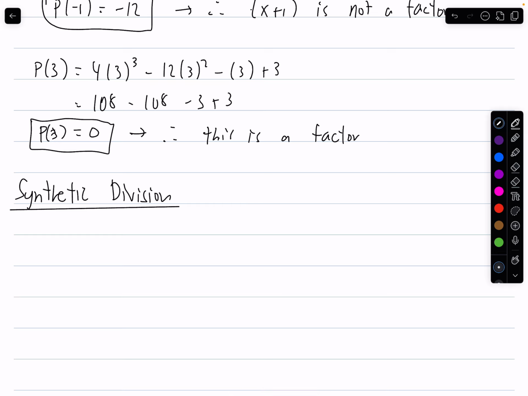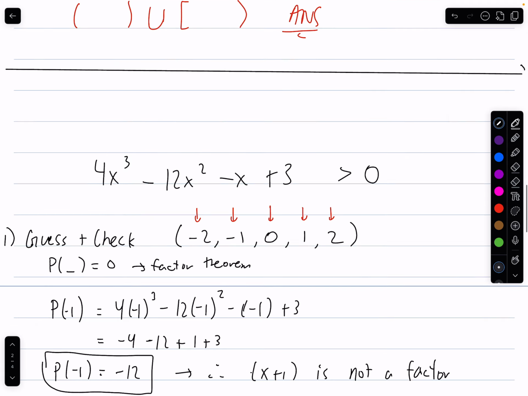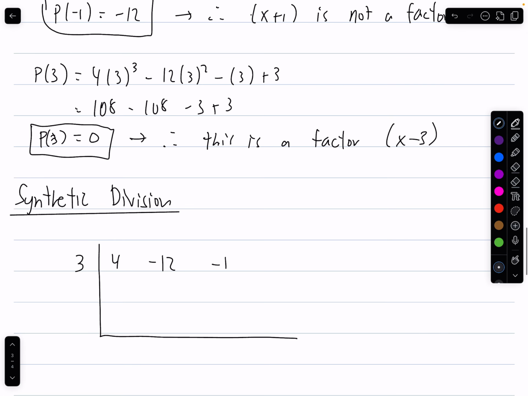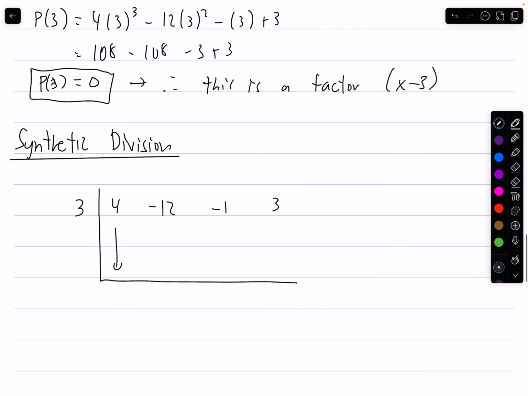So if p at 3 is a factor, it'll be x minus 3. So what we'll do is we'll do synthetic division with the factor that we just found and the original equation. So we're going to get 4, -12, -1, and 3. And we're going to do out the synthetic division. So 4, 3 times 4 is 12, -12 plus 12 is 0, 3 times 0 is 0, -1, -3, 0.